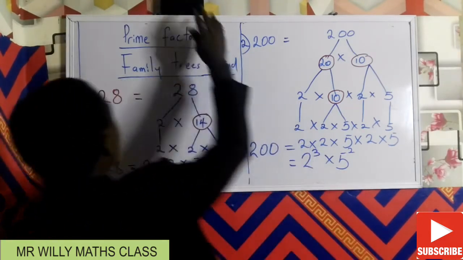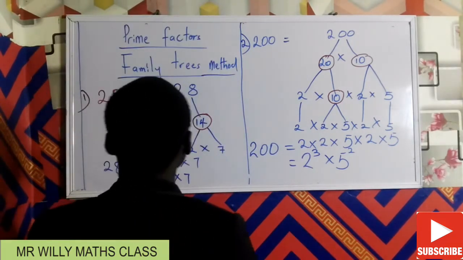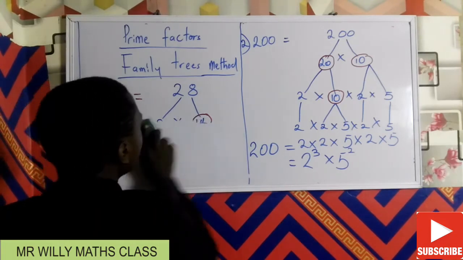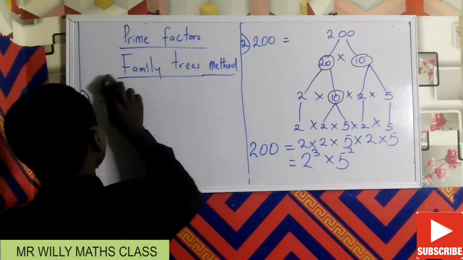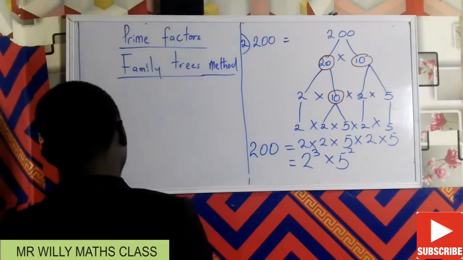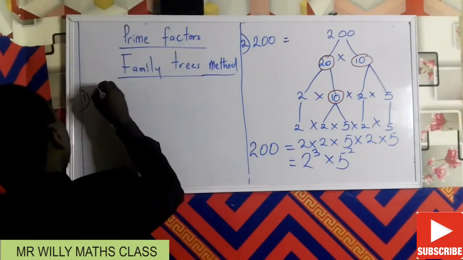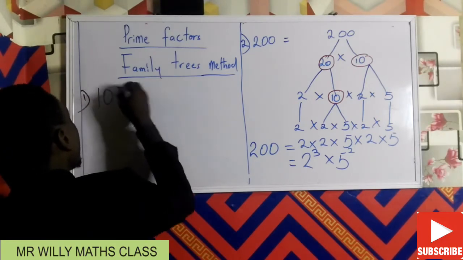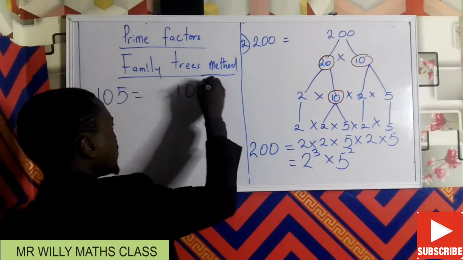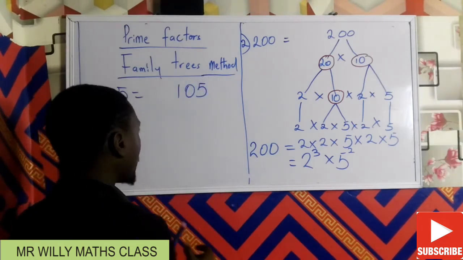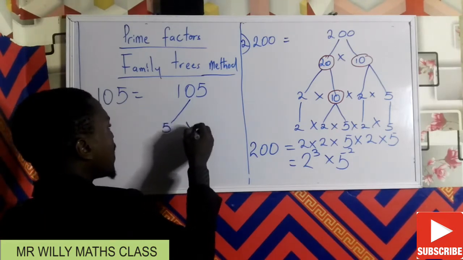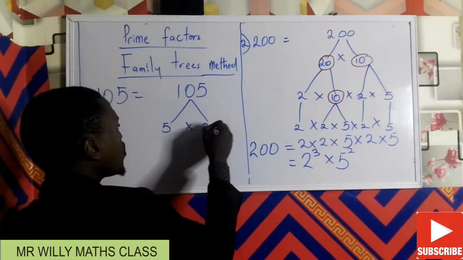And for this class, the last example, let's assume that you are asked to solve for the prime factors of 105 using the family tree method. So you start by writing the number 105. Then you ask yourself, what times what will give you 105? That will be 5 times 21.